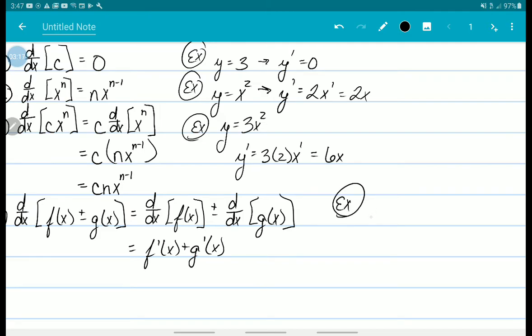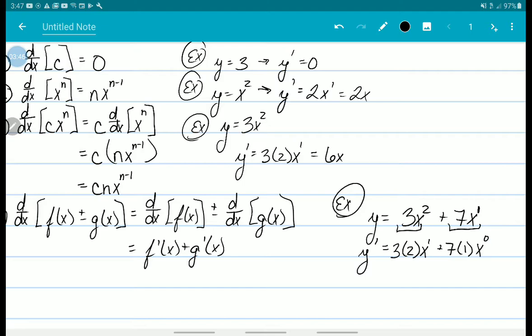If we had y is equal to 3x squared plus 7x, and we wanted to take the derivative, we could take the derivative of each term. So taking the derivative term-wise here, keep the 3, bring the exponent down, subtract 1 from the exponent. Same kind of thing here. There's an understood 1 as the exponent on x. So keep the 7, bring the 1 down, subtract 1 from the exponent. So our derivative here would be 6x plus 7.